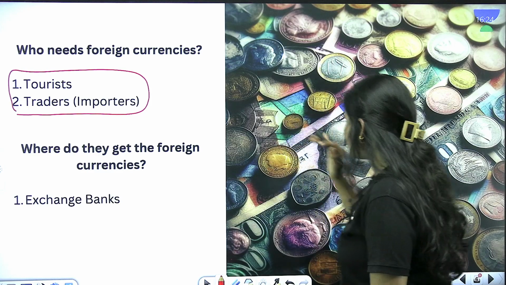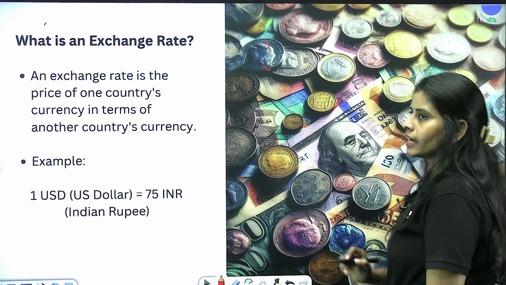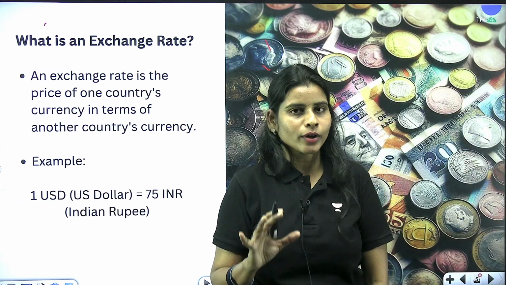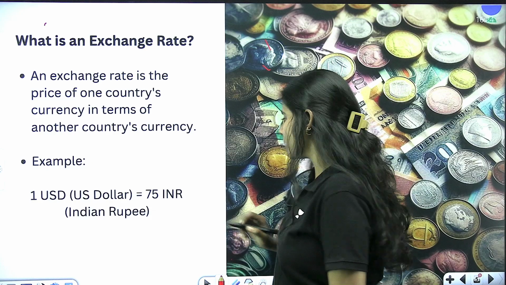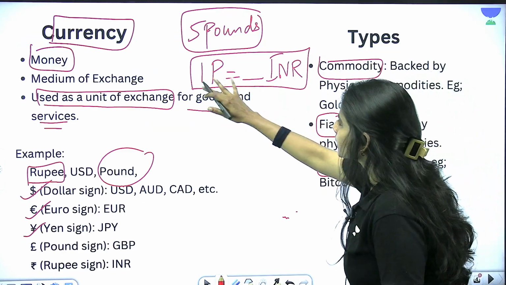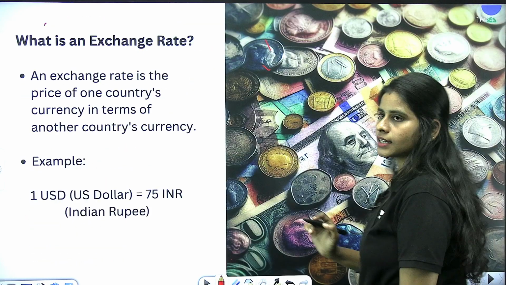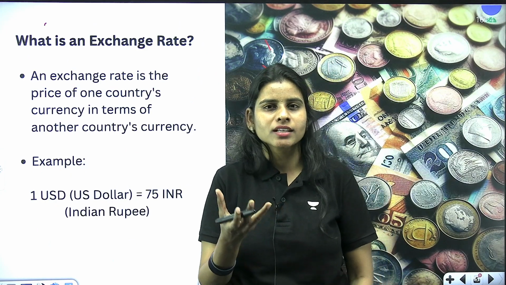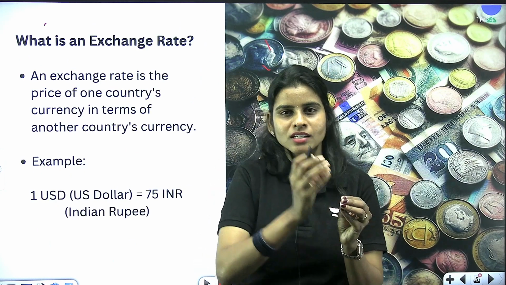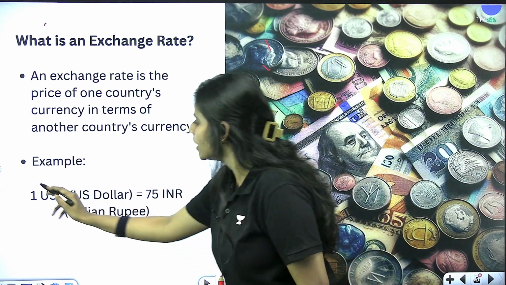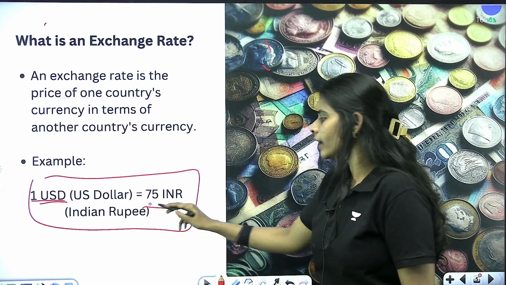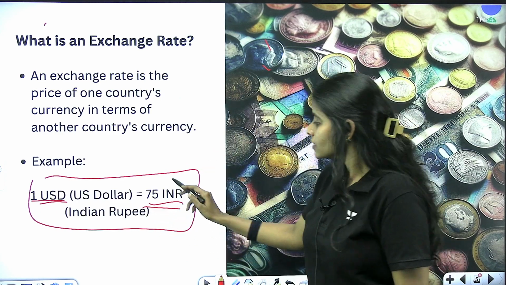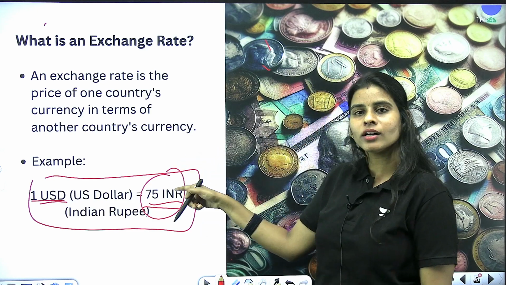So how is this particular exchange rate determined? That is the question, right? So what is the exchange rate here? It is the rate at which, as I told you, one currency is exchanged for another currency. In other terms, we can say that it is the value of the domestic currency with respect to the foreign currency. Here is an example: if 1 USD is equal to 75 Indian rupees, it means that 75 rupees is worth $1.